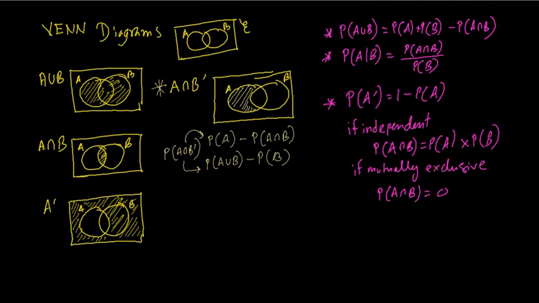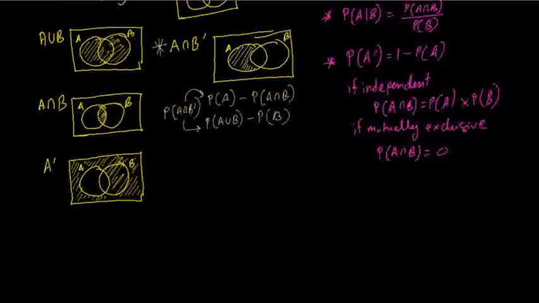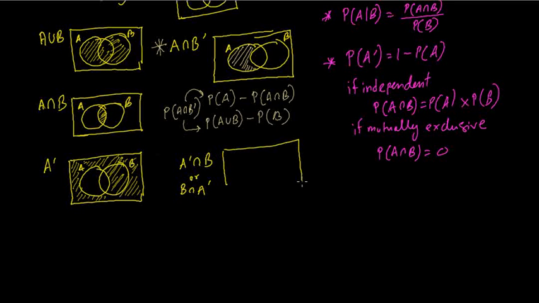The next variation of this is A prime intersection B, or it can also be written as B intersection A prime. It means the same thing here. It means remove A from B. If this is A and this is B, it means remove A from B. So if you remove A from B, the shaded region would be this thing.